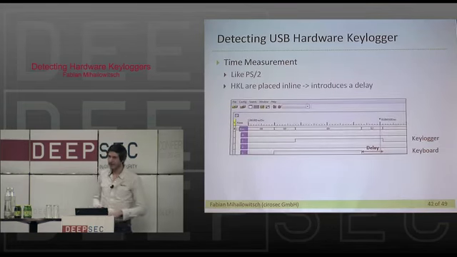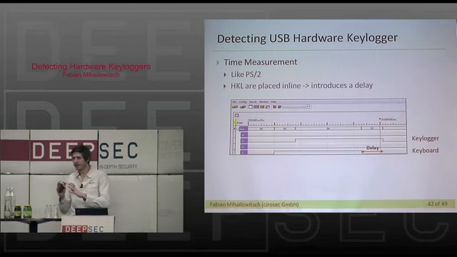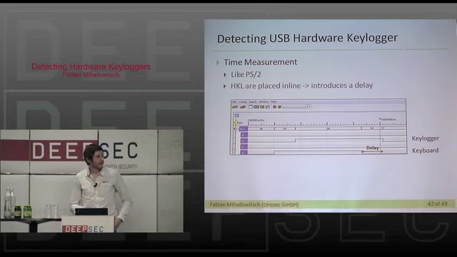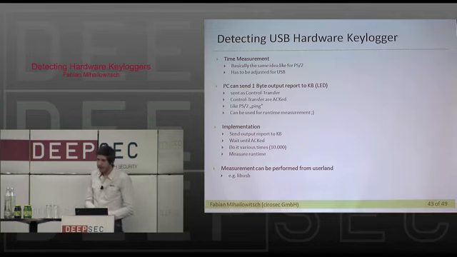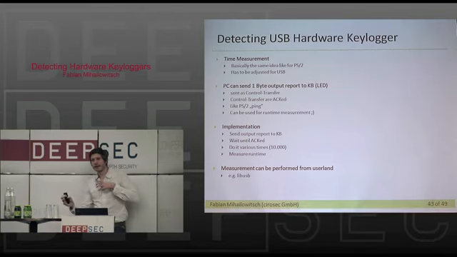The next idea, similar again to PS2, you can see the similarities, is time measurement. Since the hardware keyloggers are placed inline, you can see it here too. The keyboard starts a transfer, the keyboard stops a transfer, and you have a dislocation at the keylogger. Basically, the idea is the same as for PS2, to measure it, and the only problem is that before, we had various KBC commands we could use. For USB, we don't have those commands.